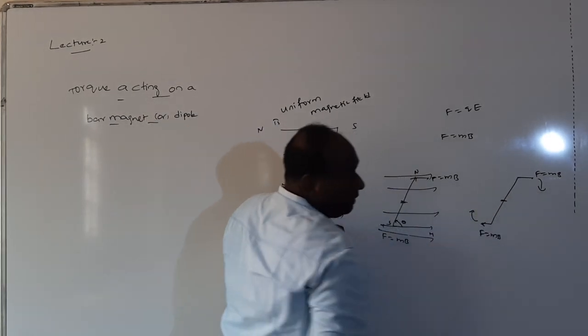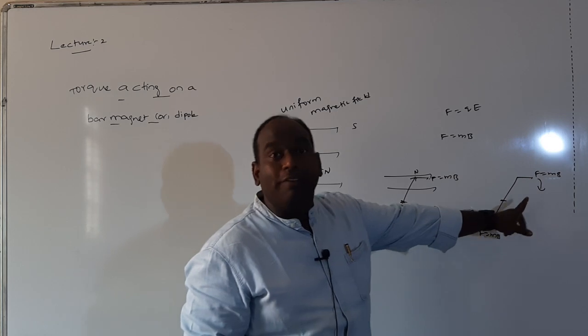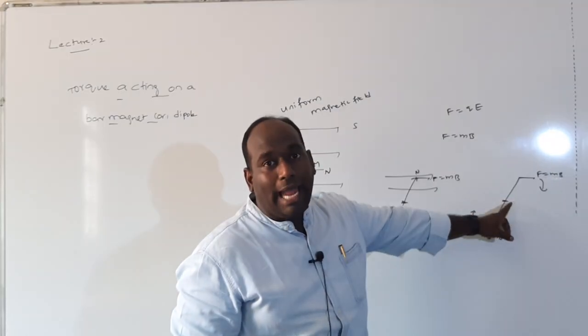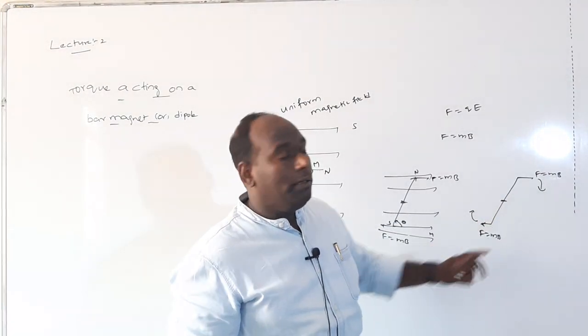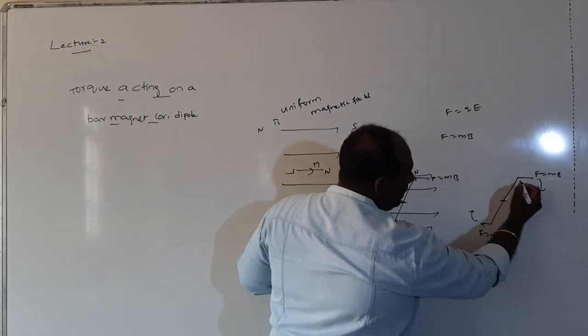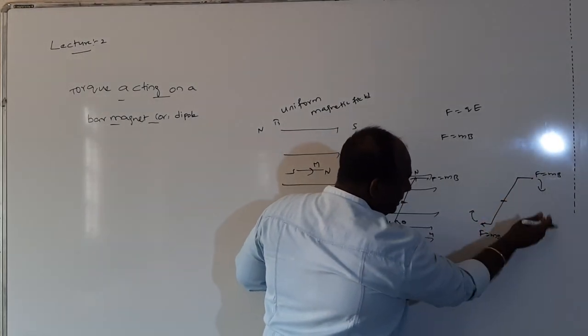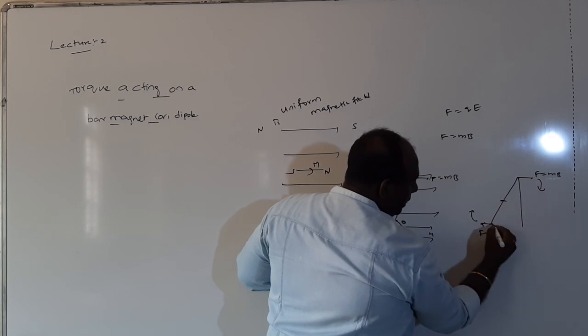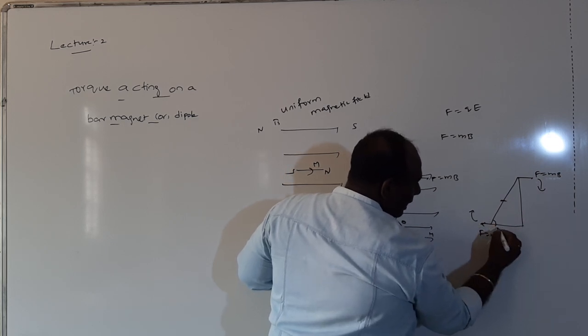These two equal forces act at different points. If two equal forces act at different points, they produce a torque. Because of this torque, this magnetic needle is trying to rotate in this direction. Now, what is the magnitude of the torque? Sir, it is rotated through an angle theta.